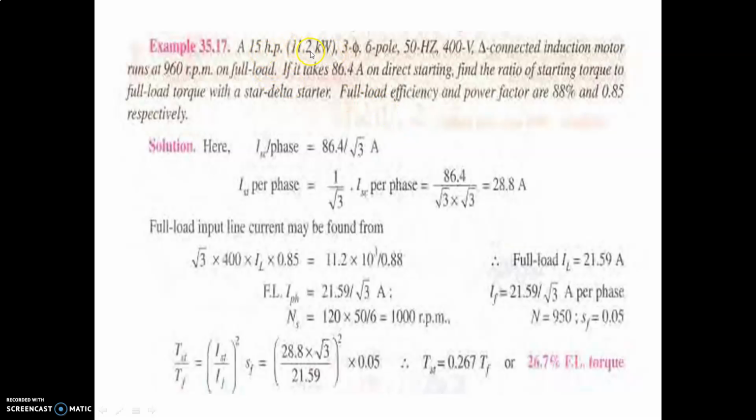So here the capacity of the machine is given, okay, and the 3-phase, 6 pole, 50 Hz, 400 volt, everything is given, and 960 rpm speed of the motor is given. It is a delta connected motor, that is important. So it takes 86.4 amperes on direct starting. So that means it is the starting current. It is being a delta connection, this is actually in the problem given as the line current, but in all the equations you are going to use per phase voltages, currents and impedances.